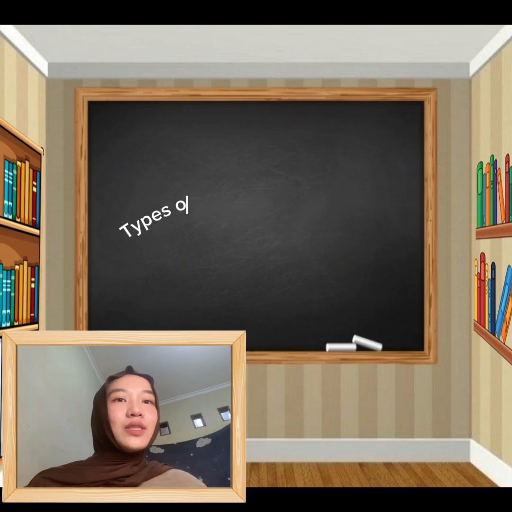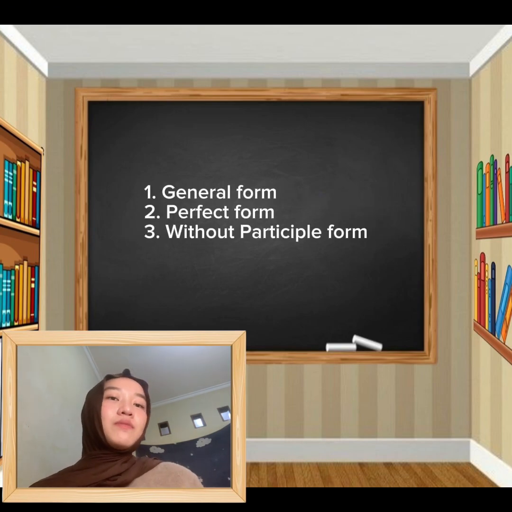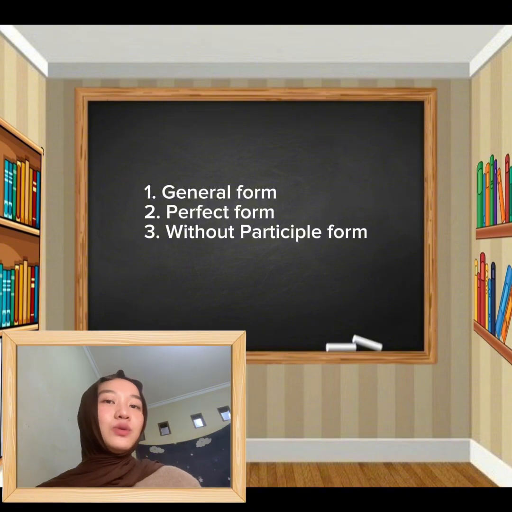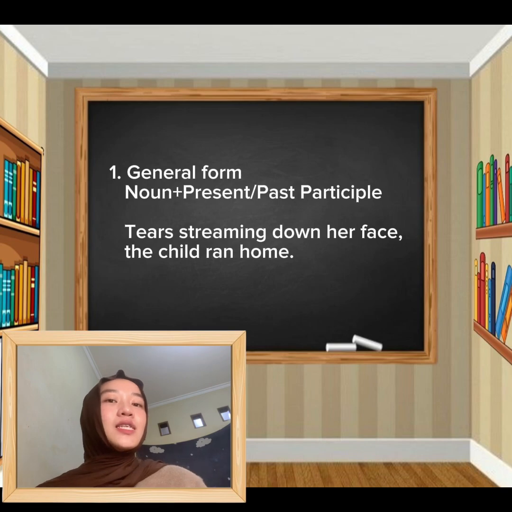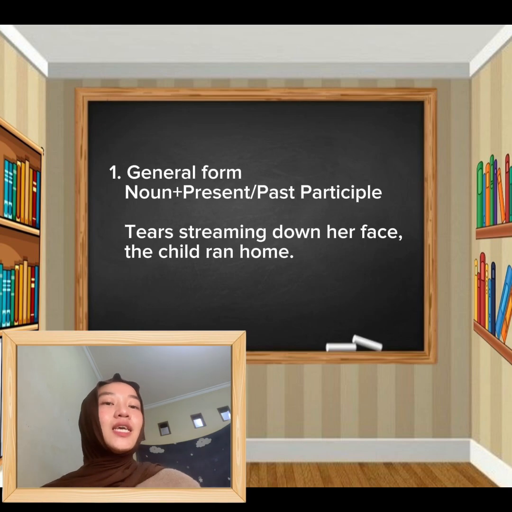Alright, I will explain about the types of absolute construction. So, there are three main forms of absolute construction based on the verb used. Let's take a look at them one by one. First, we have the general form. It is noun plus present or past participle. The general form uses present or past participles. It shows an action happening at the same time as the main verb. For example, tears streaming down her face, the child ran home. So while the child ran home, his tears were streaming down her face. So it is happening at the same time.